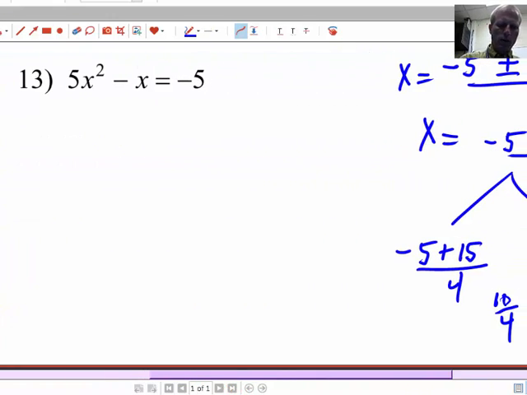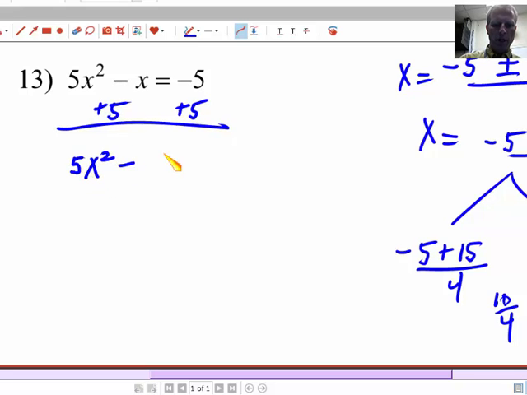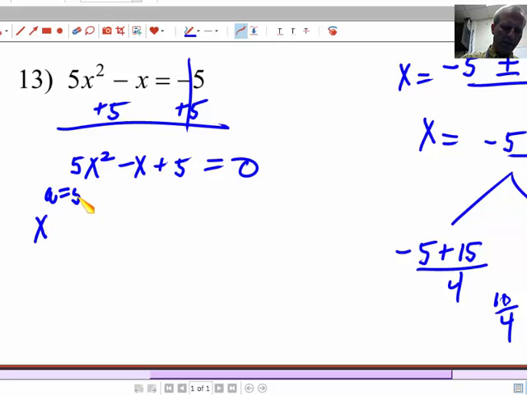Alright, and the final one. Hopefully I have enough room for it. I'm going to add 5 to both sides. And that gives me 5x squared minus x plus 5 equals 0. Now I'm going to try the quadratic formula. So my A is 5, B is -1, and C is 5.